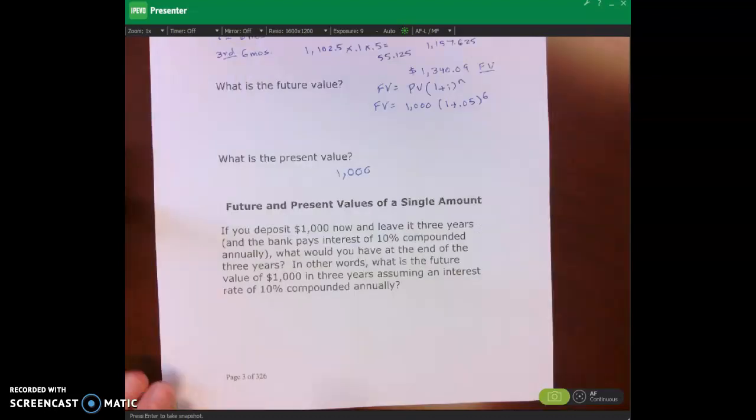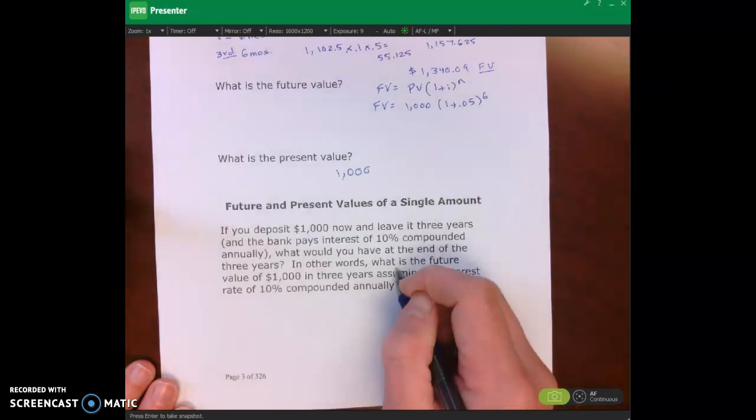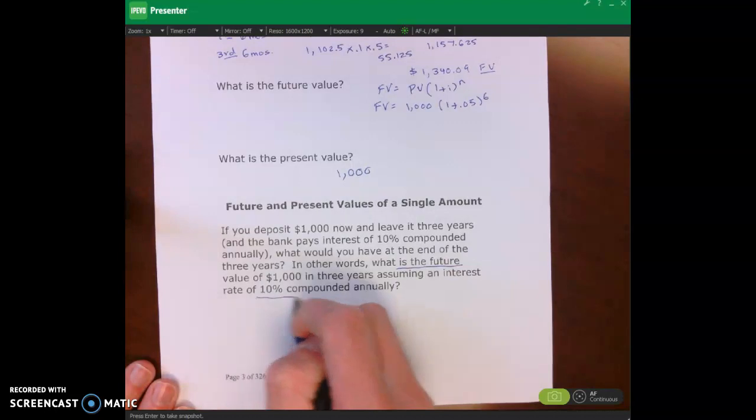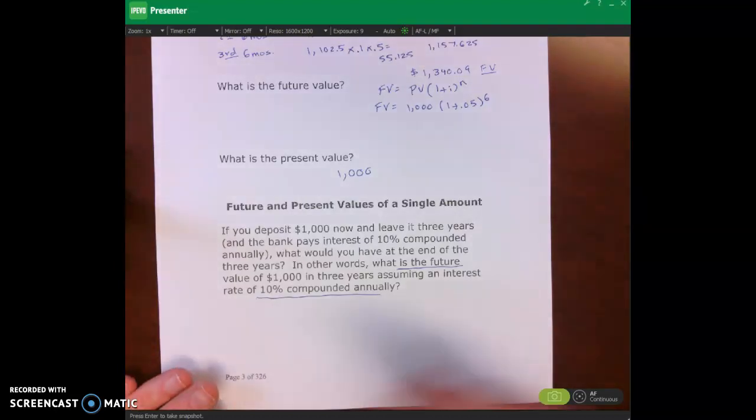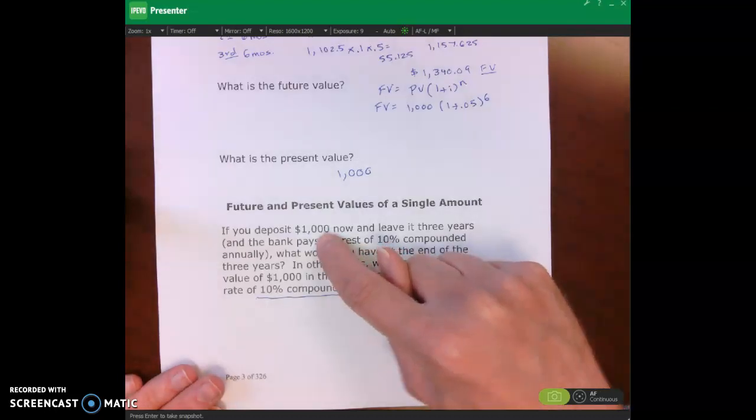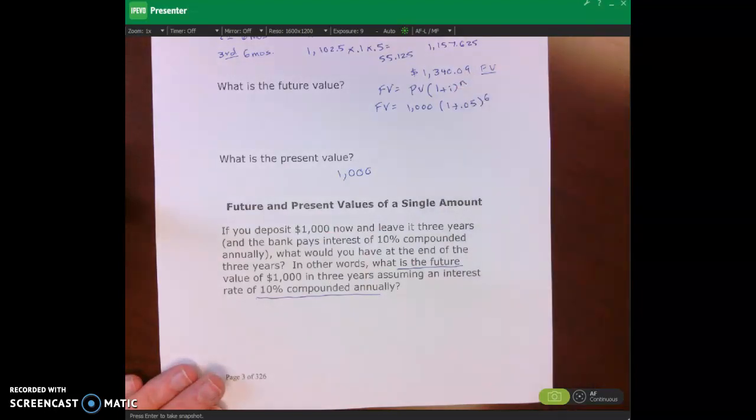Okay? So if we look at this problem, this is pretty similar to the problem that we just did, but it's in the case of a deposit. If you deposit $1,000 now and leave it for 3 years, how much would you have at the end of 3 years? So I'm asking for the future value, and I'm saying 10% compounded annually. So how would you solve this problem using the table? I want you to pause the lecture video, look in the table, the future value of a single amount, find the appropriate factor, multiply the factor times the present value, just like what we did up here, and then let's check your answer.